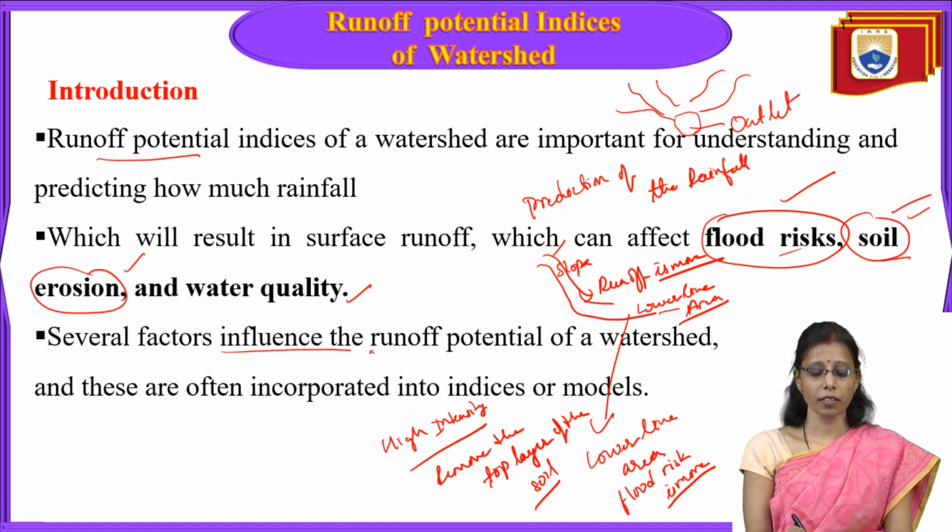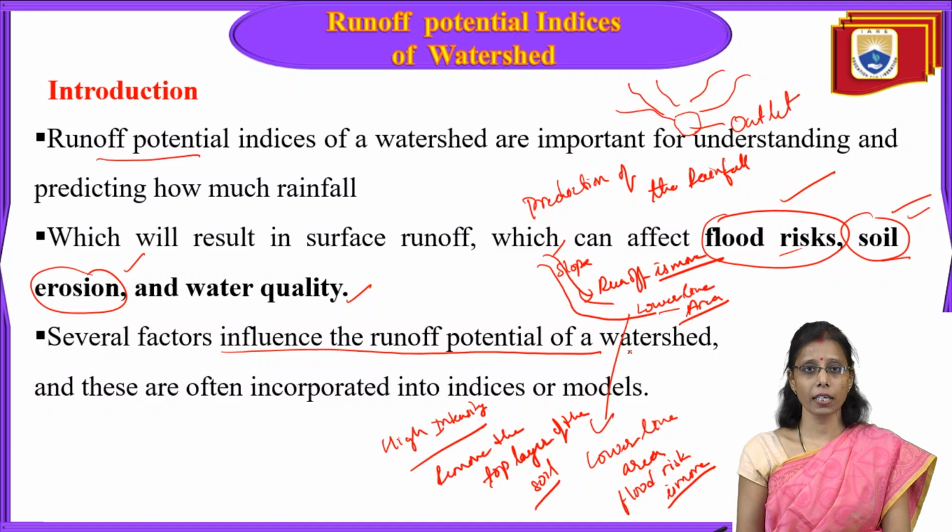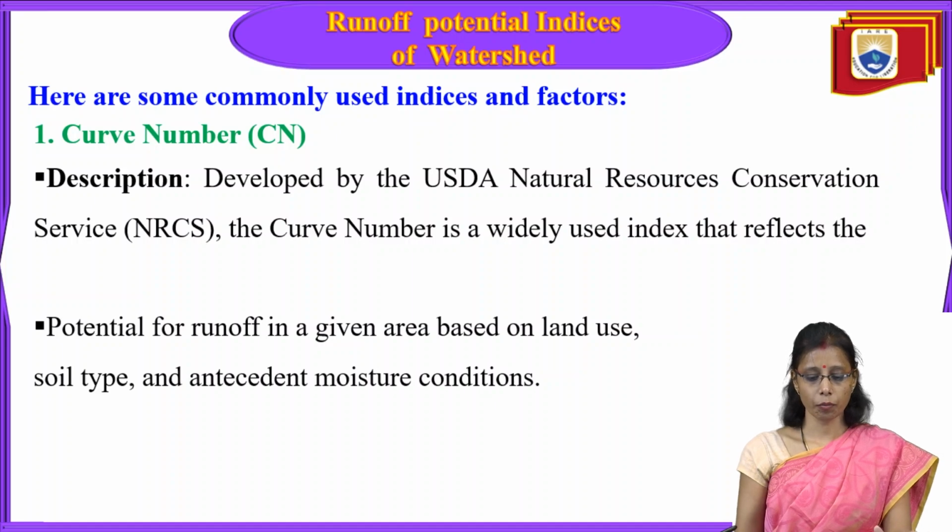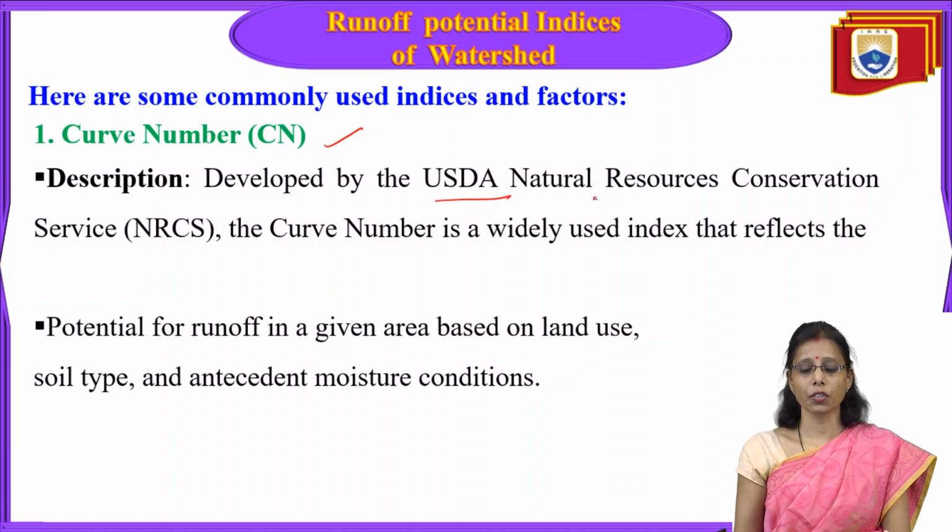So several factors influence the runoff potential of the watershed, and these are often incorporated into indices or models. Here are some commonly used indices and factors. What we are using here, first of all, is the curve number. So what is the curve number? The curve number was developed by the USDA, that is, the Natural Resource Conservation Service.